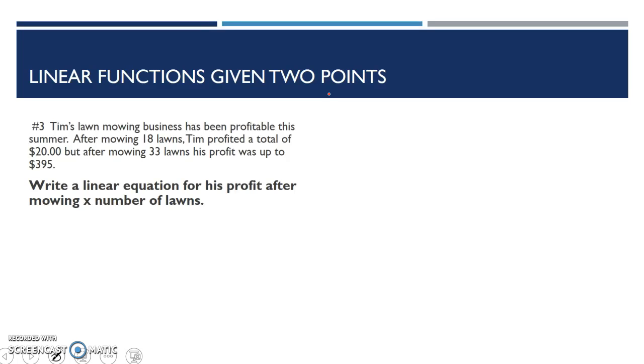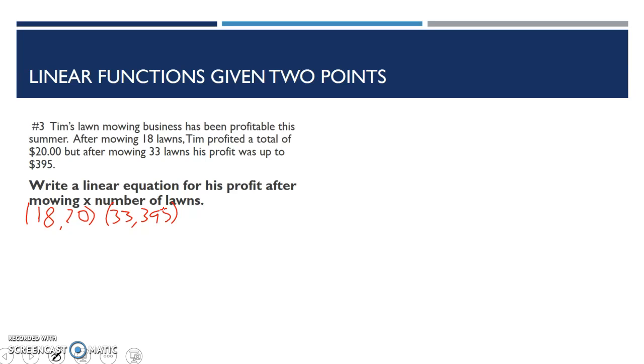We have one point that is this. After 18 lawns, his profit was 20. However, after 33 lawns, his profit was $395. Those are our 2 points. The first thing we have to do is find the slope. So let's make sure we know how to do that.